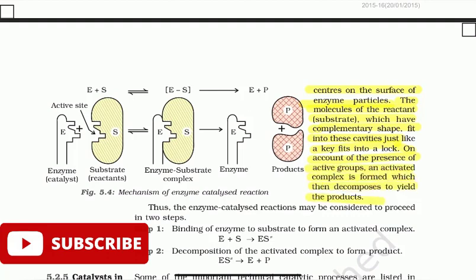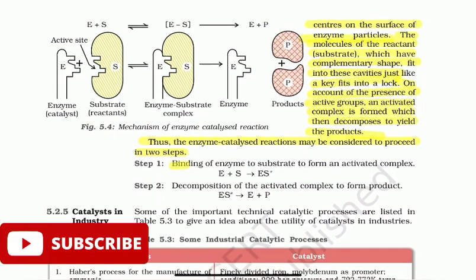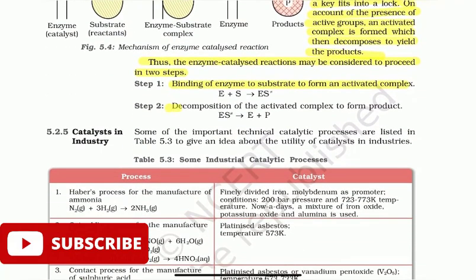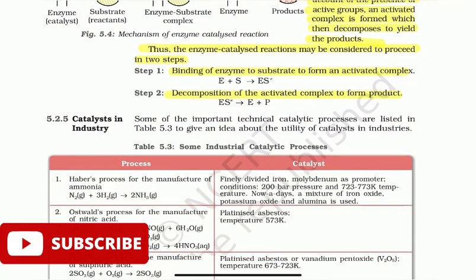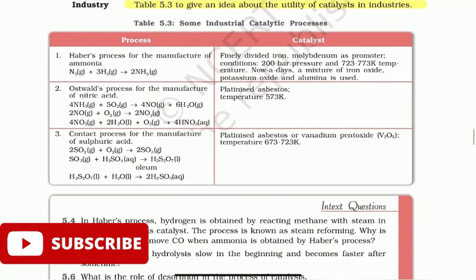the products. Thus, the enzyme catalyzed reaction may be considered to proceed in two steps. 1. Binding of enzyme to substrate to form an activated complex. 2. Decomposition of the activated complex to form product. Some of the important technical catalytic processes are listed in Table 5.3 to give an idea about the utility of catalysts in industry.